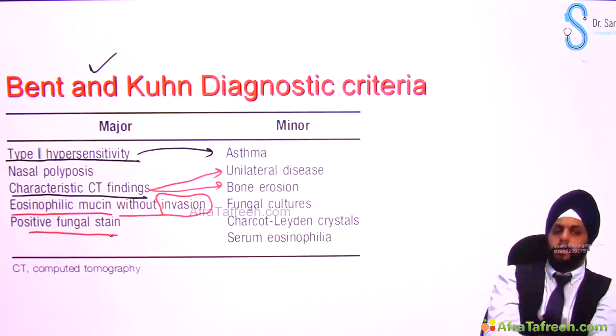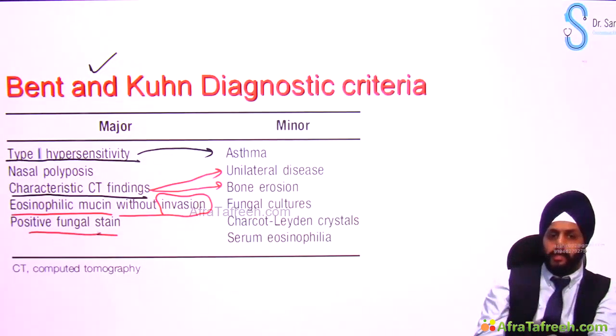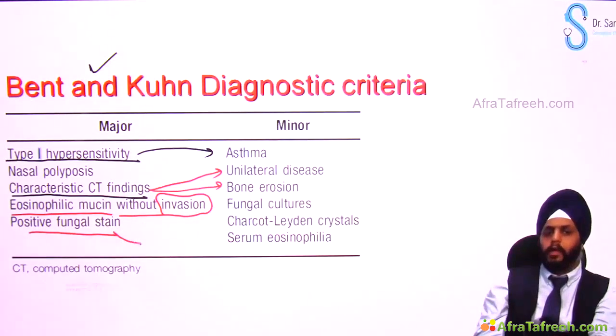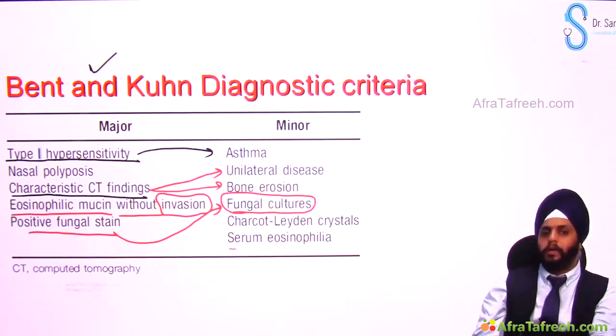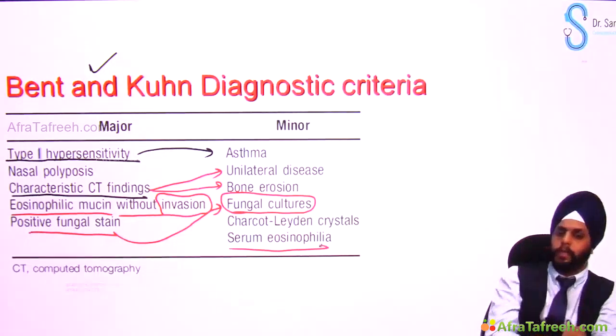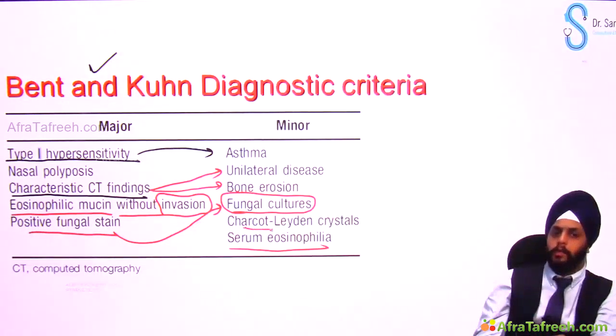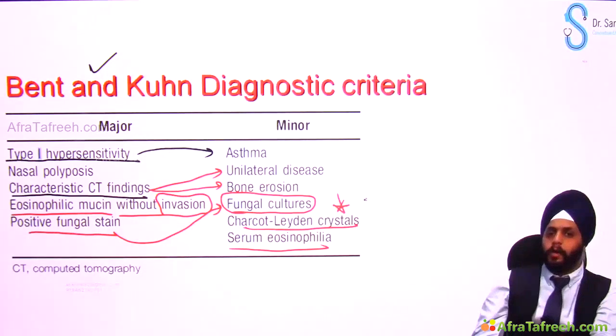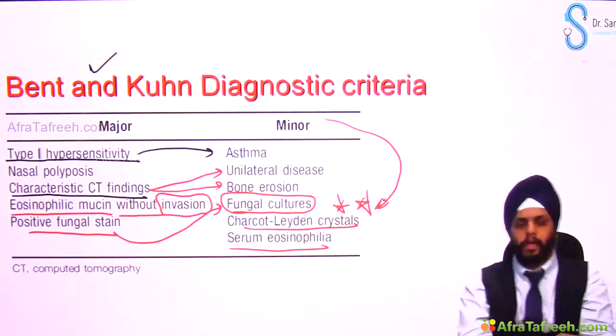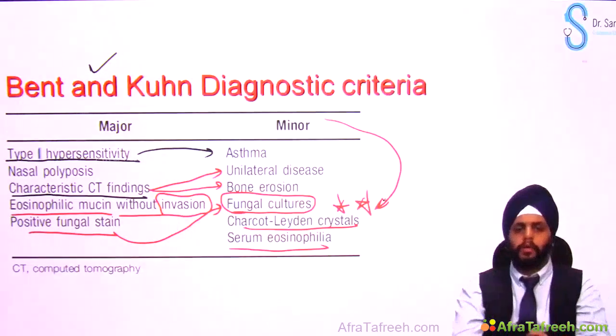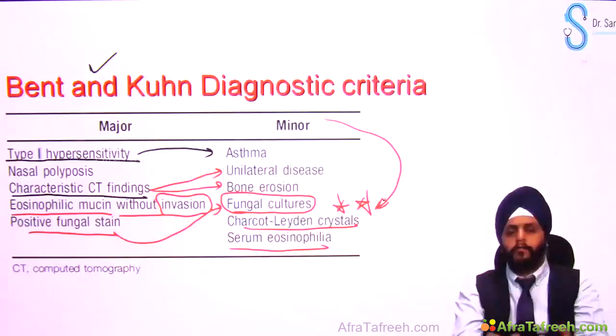So these are the major criteria. Fungal staining is a major criteria, but we don't send all the samples for culture. Culture takes a lot of time. Culture may not be positive also because of contaminants. So fungal culture is a minor criteria. Patient is allergic. Patient may have a serum eosinophilia. That is also a minor criteria. Again, there is presence of Charcot-Leyden crystals. Important MCQ question. That may also be present, so that's a minor criteria. So this is the Bent and Kuhn diagnostic criteria for AFRS.